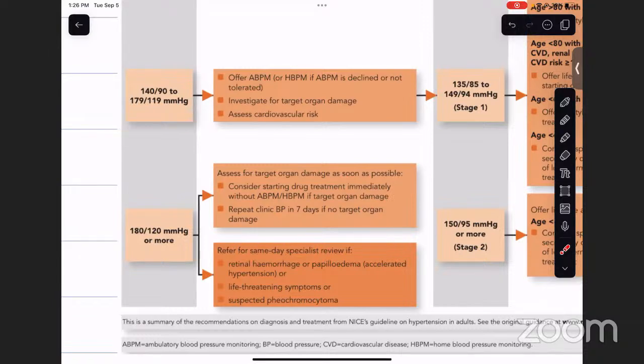Ambulatory blood pressure monitoring is a device that monitors over 24 hours. The blood pressure is checked twice per hour, and then the average value of the blood pressures is found, and we can see on the screen whether the blood pressure is raised or not. Okay, and then we need to investigate target organ damage and assess cardiovascular risk. So if blood pressure is 140 over 90 to 179 over 119, we need to check ambulatory or home blood pressure, target organ damage, and cardiovascular risk.